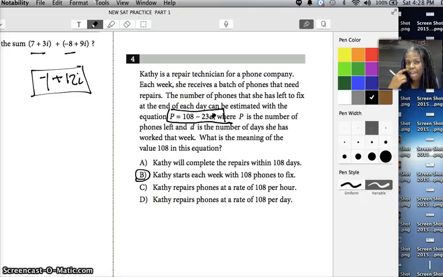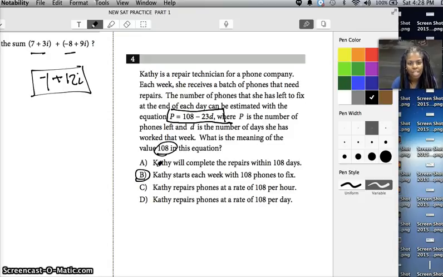So I would expect that over the time that she's working, she's reducing the amount of phones that she has left at the end of the week or during the week to actually fix. So it makes sense that we're subtracting, and I see 23D, so 23 times the number of days, as they told us, gives me the number of phones that she has left, and I'm subtracting that from 108. What is the meaning of 108 in this equation?